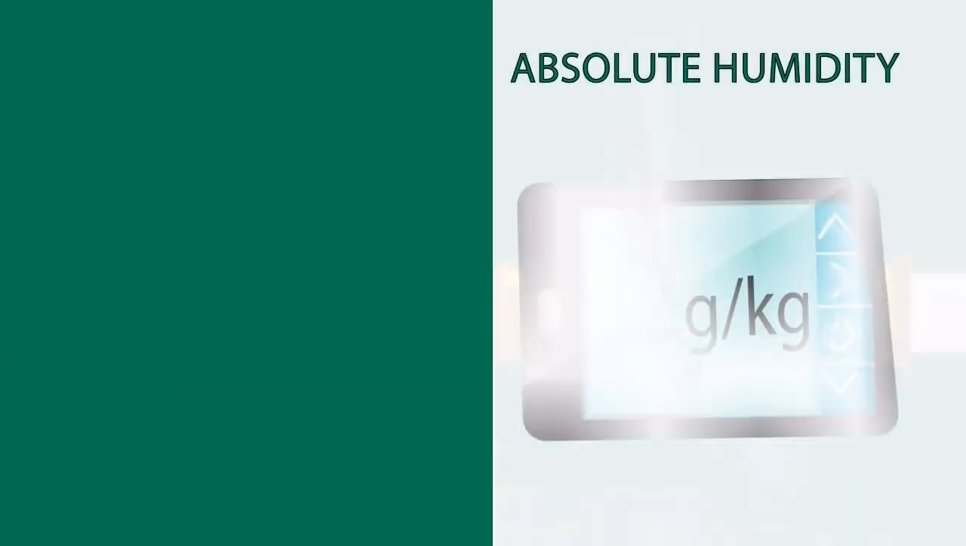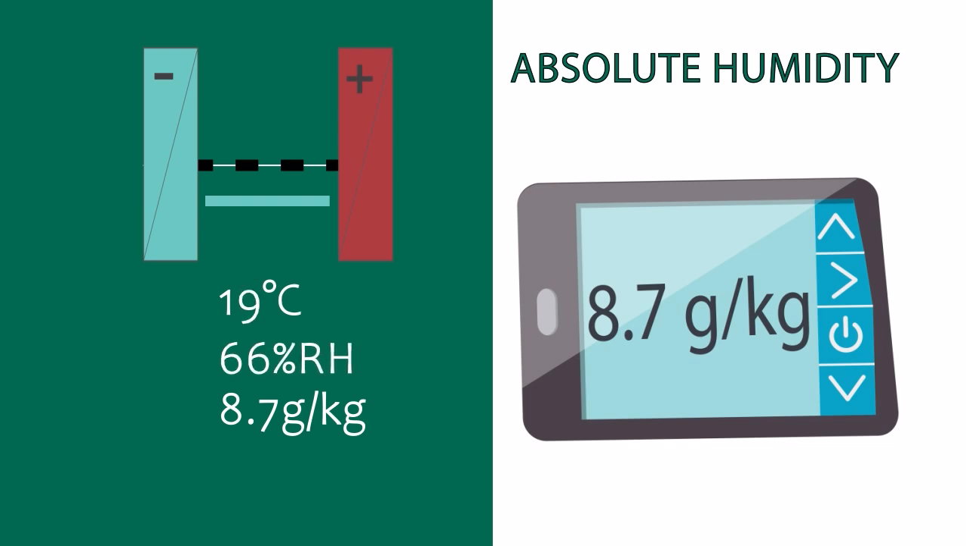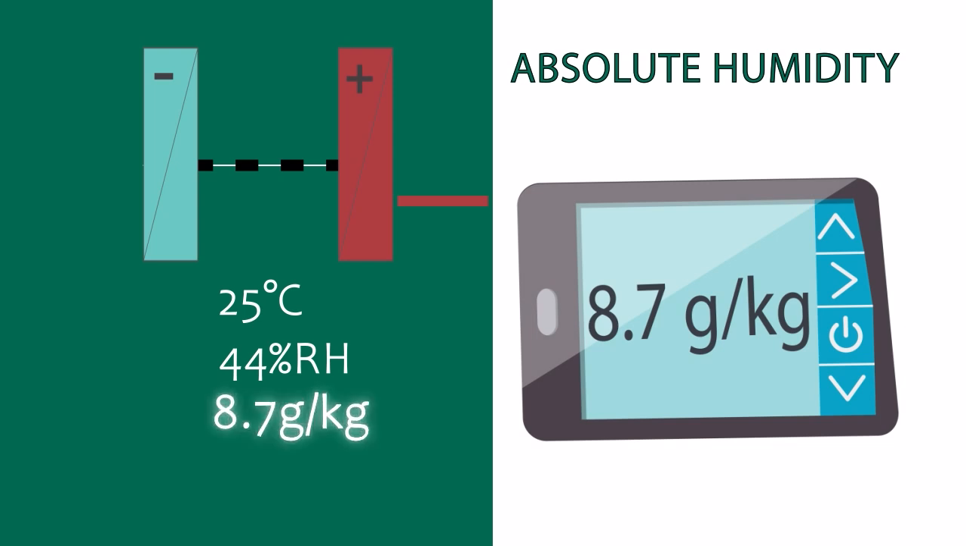Absolute humidity. This measurement tells us the amount of water vapor in the air. It's usually measured in grams of water vapor per kilogram of dry air. Absolute humidity helps us understand how wet or dry the air is regardless of the temperature.